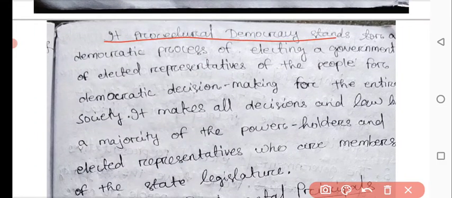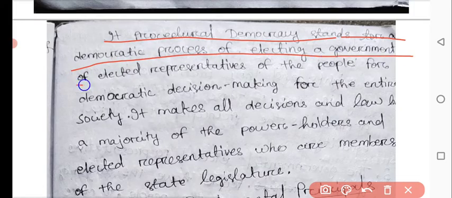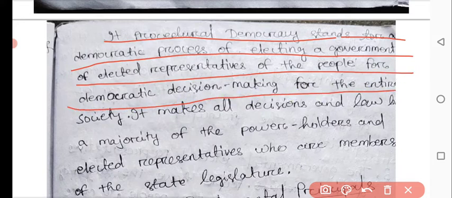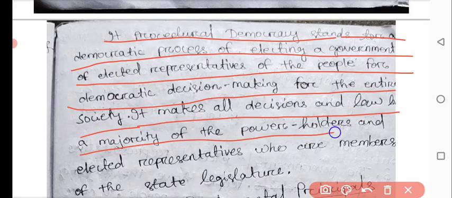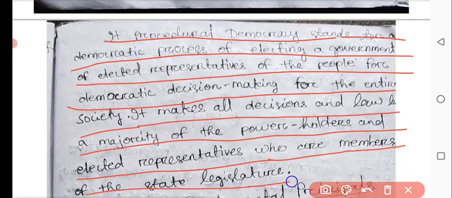Procedural democracy stands for a democratic process of electing a government of elected representatives of the people for democratic decision making for the entire society. It makes all decisions and laws by a majority of the power holders and elected representatives who are members of the state legislature.